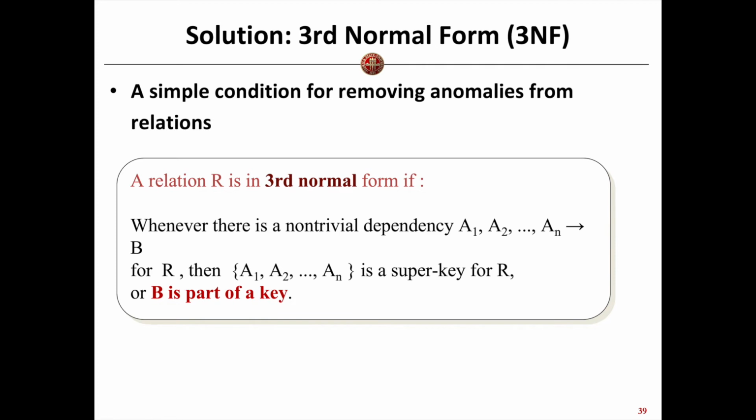I hope you can check this BC normal form definition versus this one. You can find that the third normal form is more relaxed because here we have the or, right? Either this condition holds or this one holds. It's more relaxed than the BC normal form.